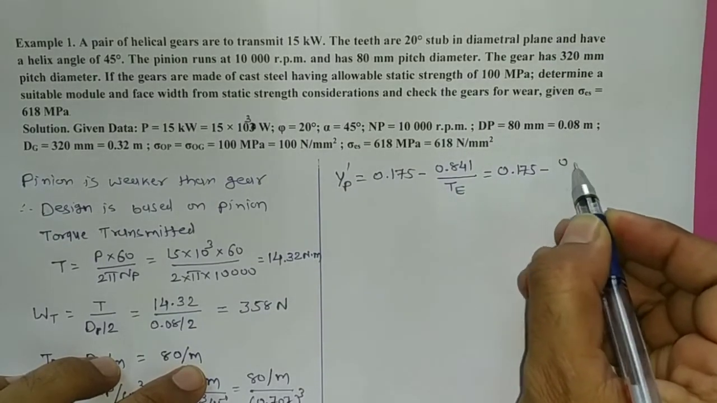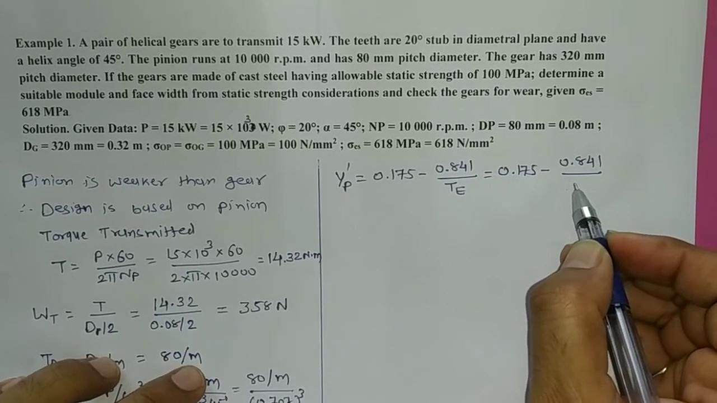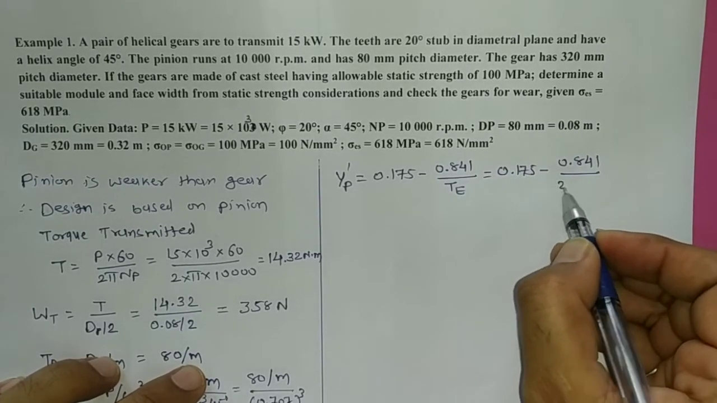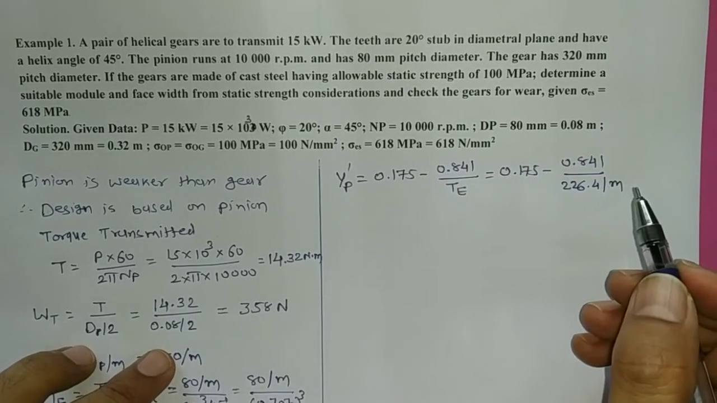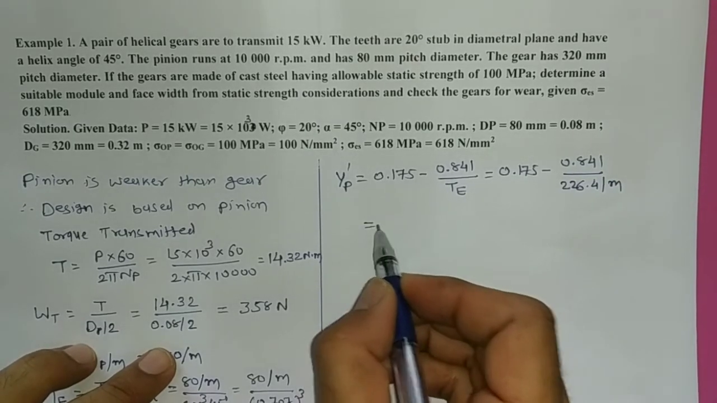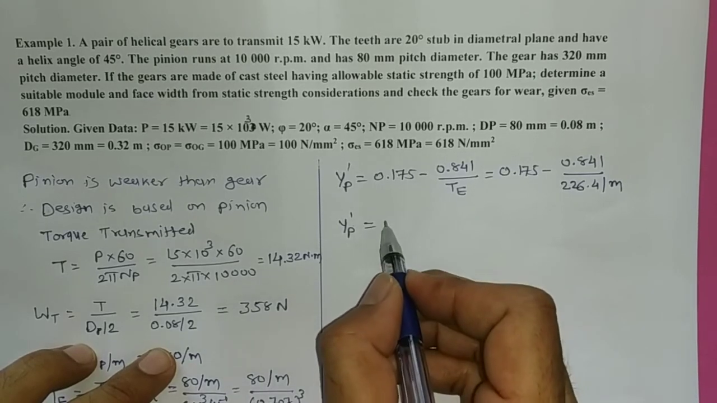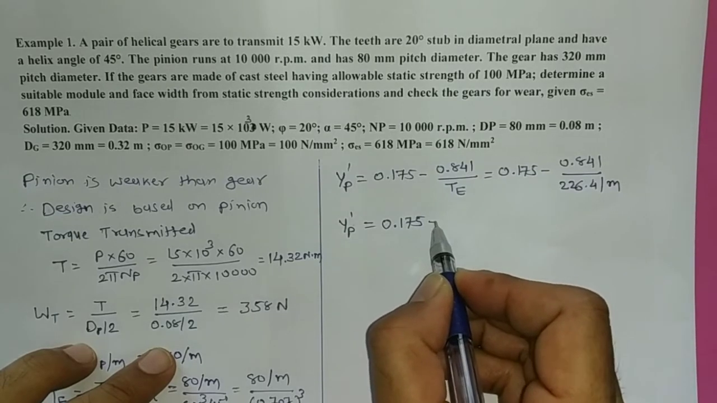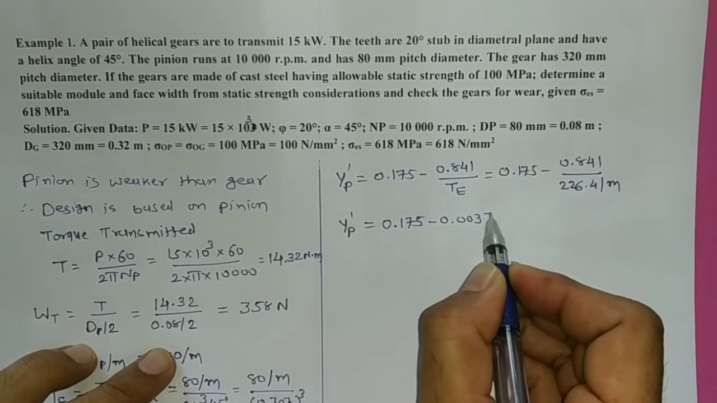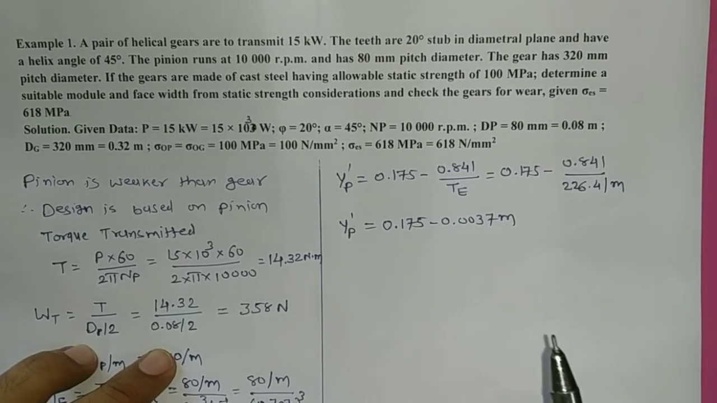0.175 minus 0.841 divided by TE. TE is equal to 226.4 by m. Right? So you will get the value of y dash p in terms of m. So it is 0.175 minus 0.0037 m.